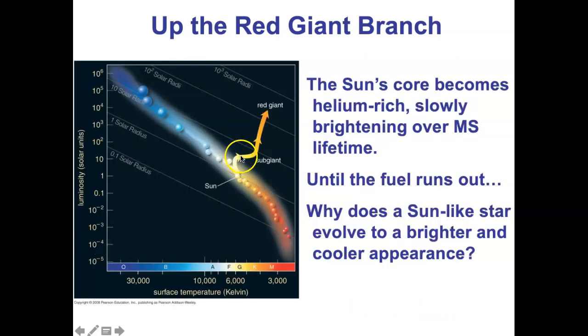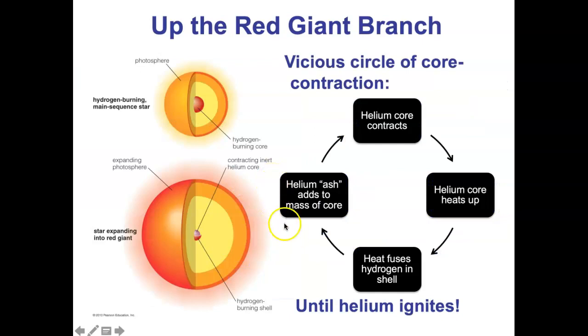As the helium core gets smaller and smaller and hotter, that star slowly creeps its way to getting bigger and cooler and bigger and cooler and further up the red giant branch. At the same time this is happening, there's all this extra helium ash that is being generated by the hydrogen burning layer. And that helium ash settles down onto the helium core, which adds mass to the helium core. If the helium core is getting more massive, gravity is getting stronger.